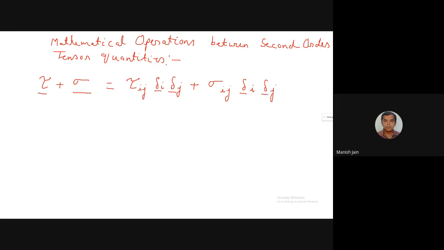You cannot use mn here. If you use mn, you cannot add both quantities. You can only add both quantities when the unit vectors are the same. Now you can add this, the magnitudes will be added together: tau ij plus sigma ij. Similar to vector quantities, here you have del i del j. This is the addition of two second order tensor quantities.